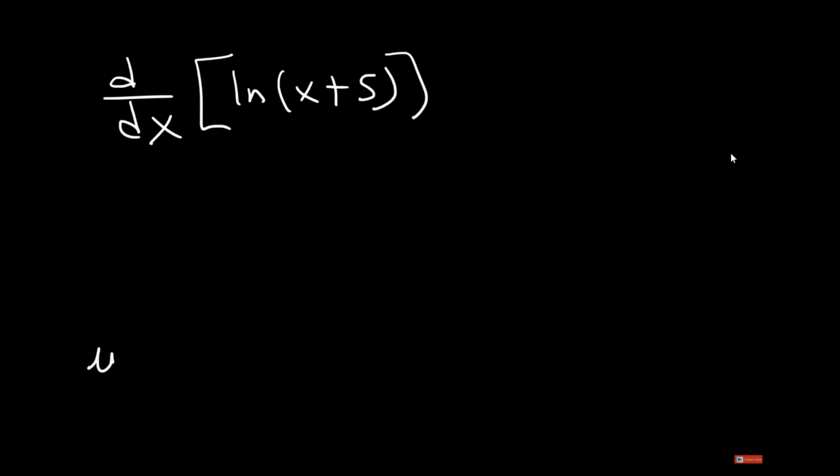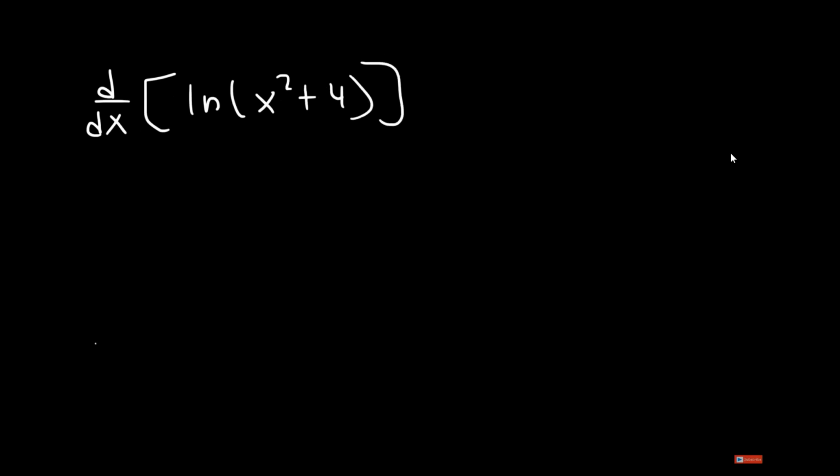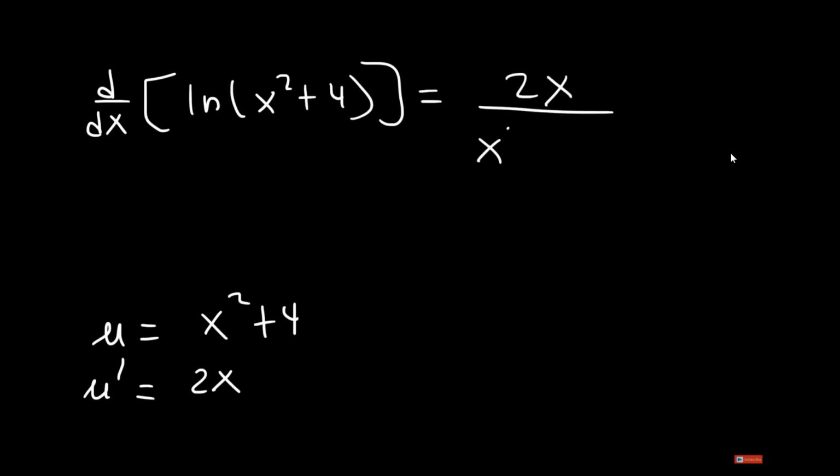Here's another example. Find the derivative of the natural log of x squared plus 4. So let's use the formula. In this example, u is x squared plus 4, and the derivative of x squared plus 4 is 2x. So using the formula u prime divided by u, it's going to be 2x divided by x squared plus 4. So it's basically the derivative of the function on the inside divided by the original function on the inside.